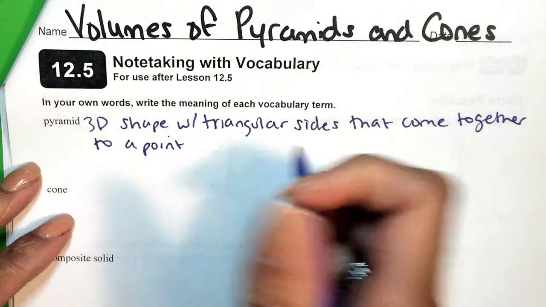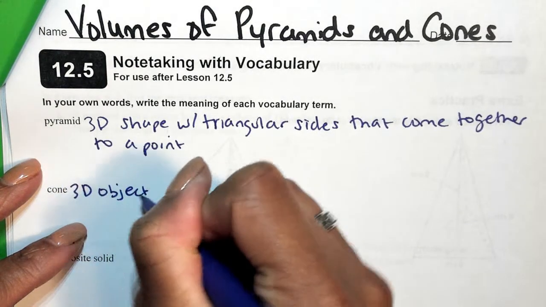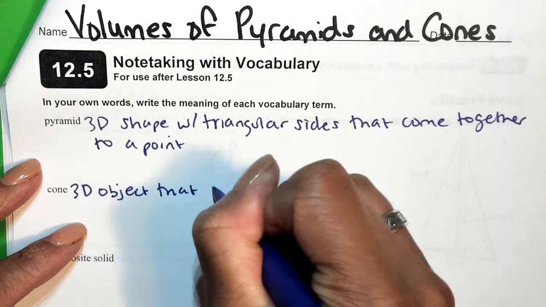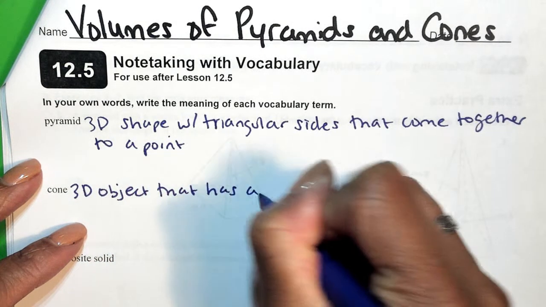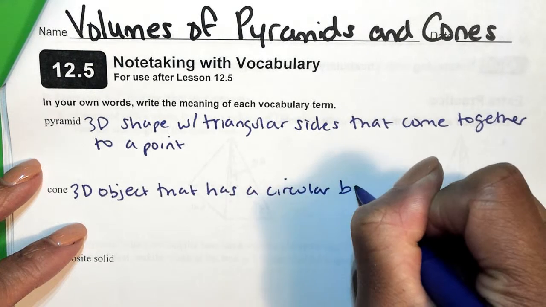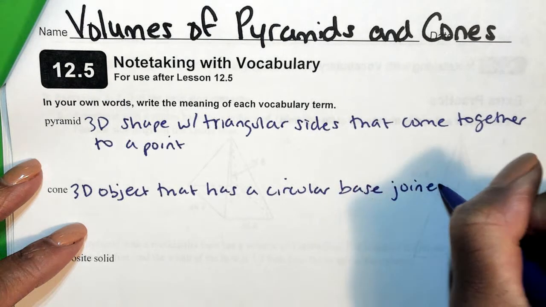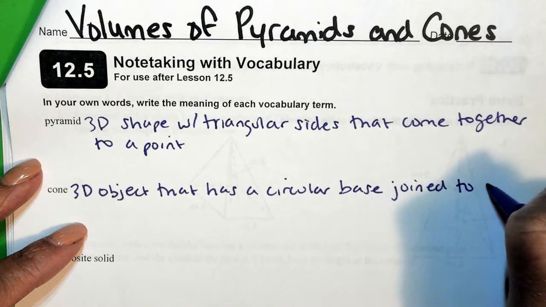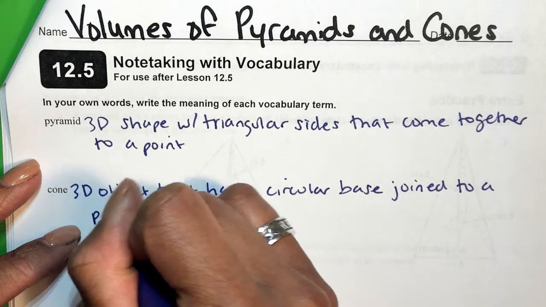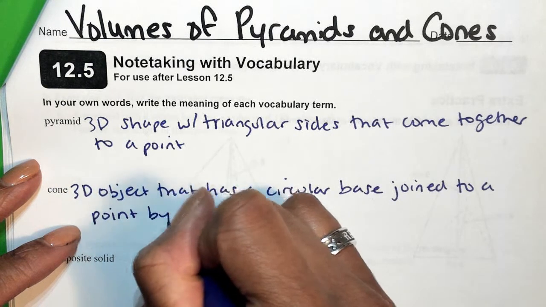A cone is a 3D object that has a circular base joined to a point by a curved side.